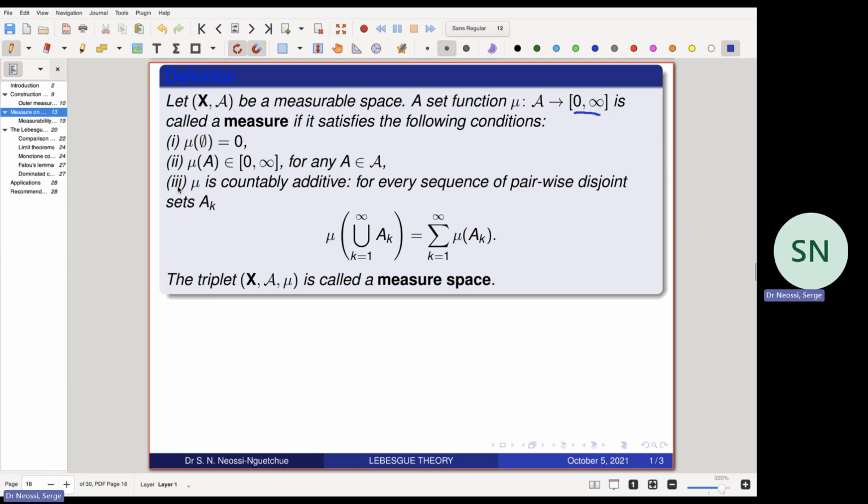And finally, the last axiom that mu should satisfy to be called a measure is that it should be countably additive. To say that mu is countably additive means that if you take a sequence of pairwise disjoint sets A_k, subsets of capital X, mu of the countable union of the A_k is equal to the series of the mu(A_k). So if we have a measure over A, the triplet (X, A, mu) will be called a measure space.